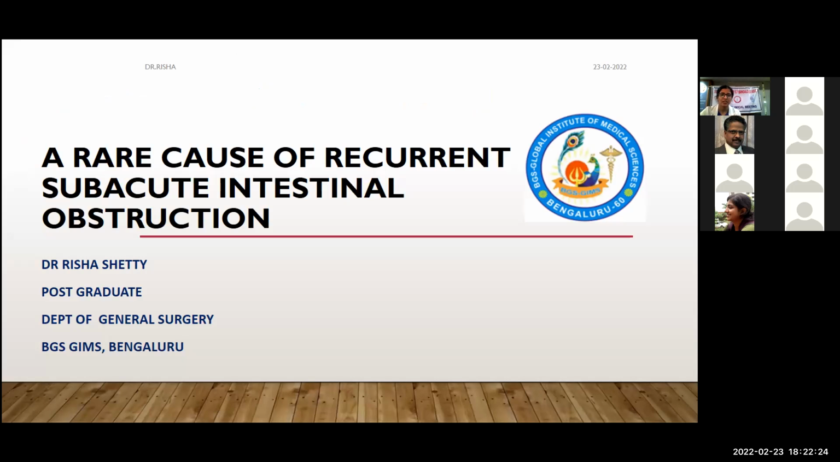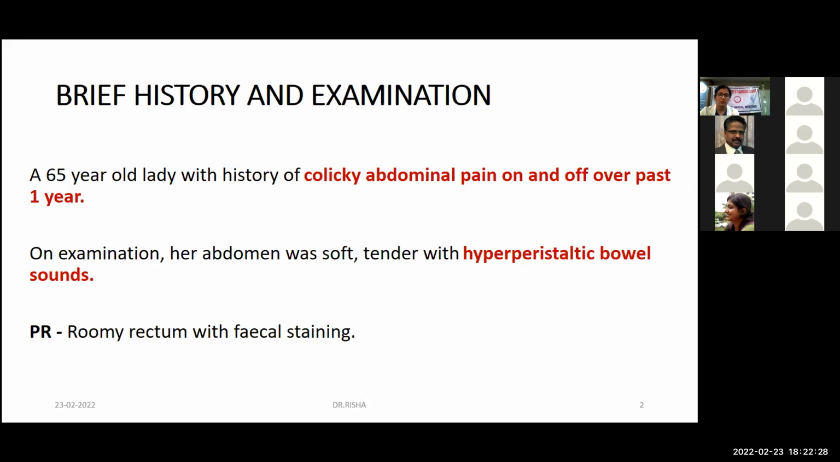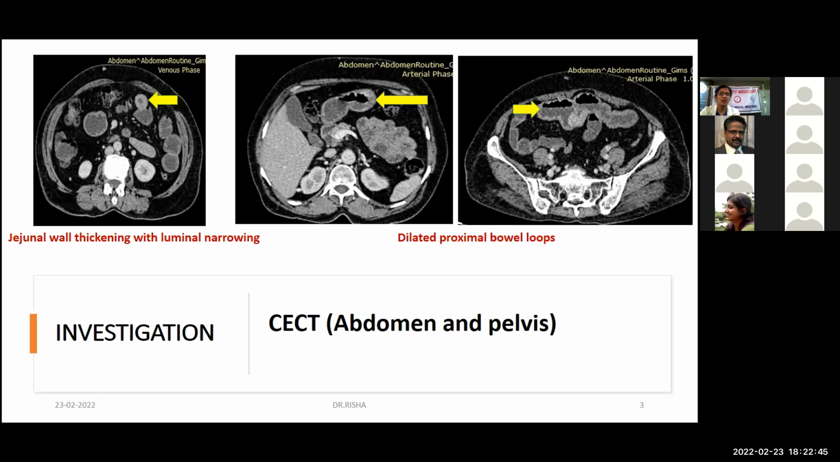My case is a rare cause of recurrent subacute intestinal obstruction. My patient is a 65-year-old lady with history of colicky abdominal pain on and off for the past 1 year. On examination, her abdomen was soft, tender with hyperperistaltic bowel sounds. Digital rectal examination showed a roomy rectum with fecal soiling.